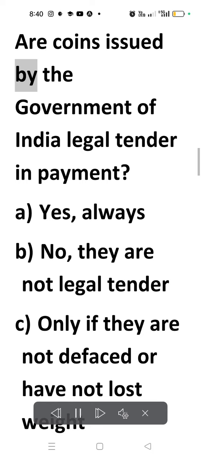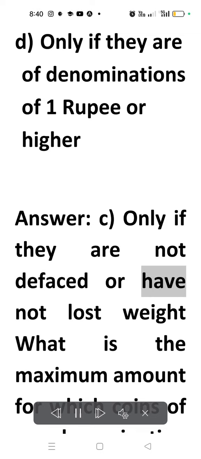Are coins issued by the Government of India legal tender in payment? A. Yes, always. B. No, they are not legal tender. C. Only if they are not defaced or have not lost weight. D. Only if they are of denominations of 1 rupee or higher. Answer: C. Only if they are not defaced or have not lost weight.